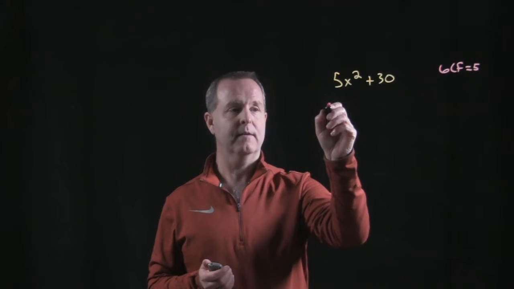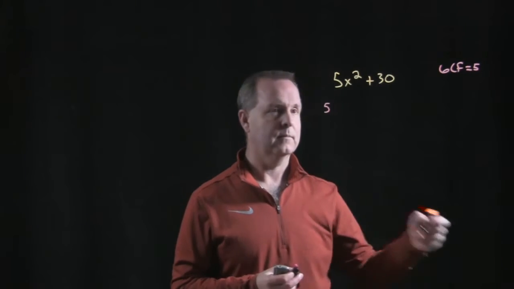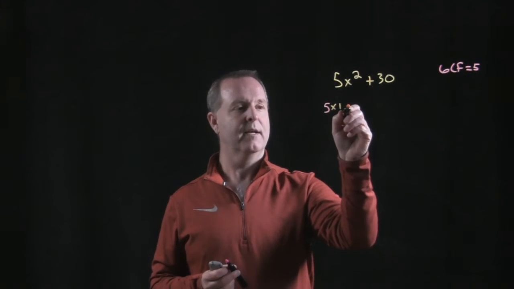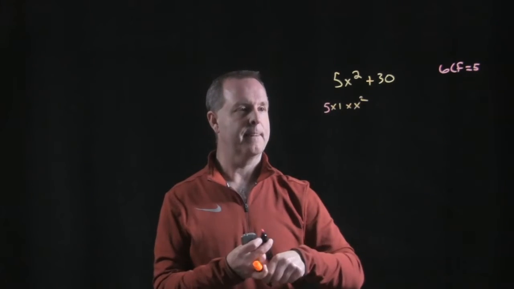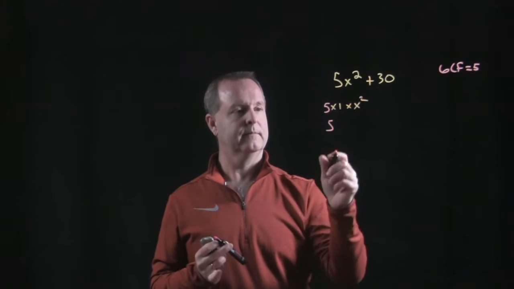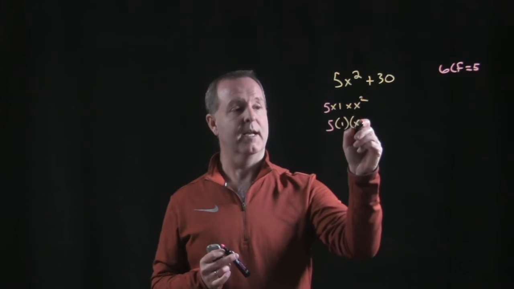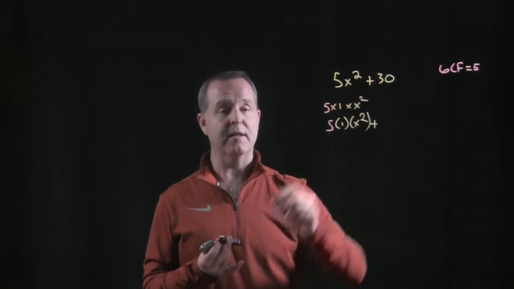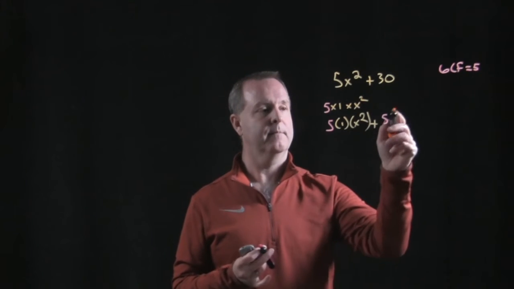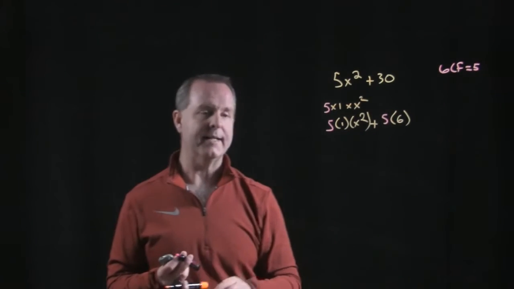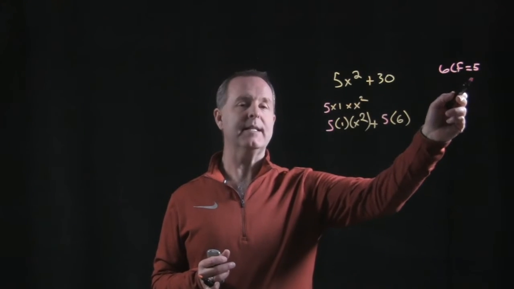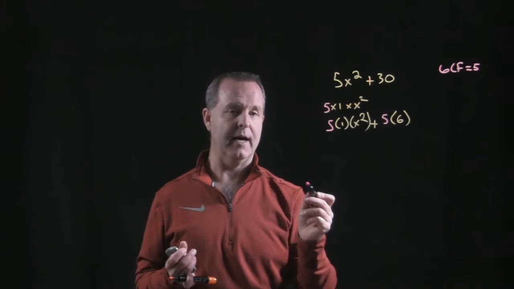So this is going to be a 5 times a 1 times an x squared. And then the 30, that's a 5 times a 6. So what I see then is that I rewrote each of these terms so that I could easily see the greatest common factor, which was a 5.